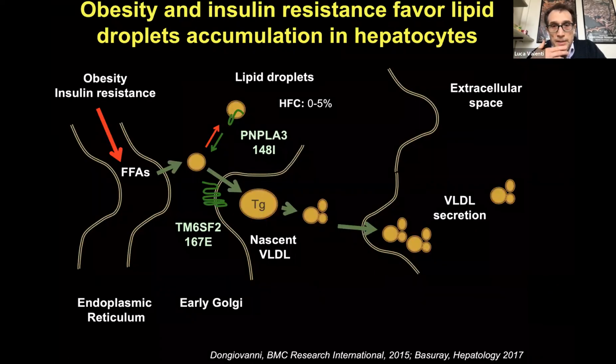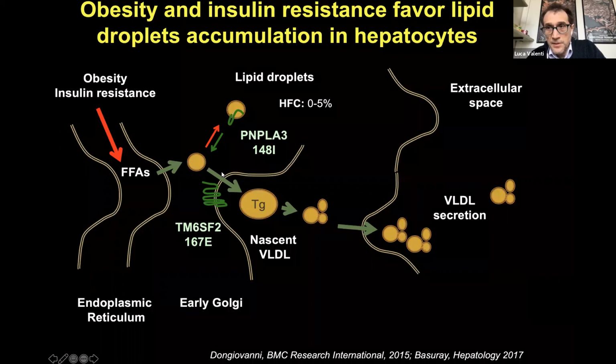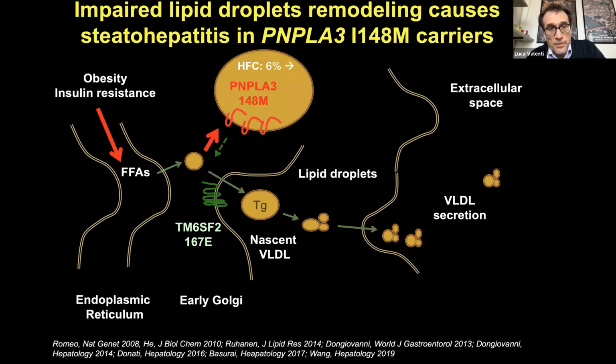And as I anticipated before, the main one is this common variant in the gene called PNPLA3, encoding for an isoleucine to methionine substitution at position 148. The wild-type protein is expressed at the surface of lipid droplets in the hepatocyte, induced during obesity and insulin resistance in response to insulin. It is involved in the remodeling, probably, of fatty acids and phospholipids in the lipid droplets. It is thereafter ubiquitinated and degraded by the proteasome.